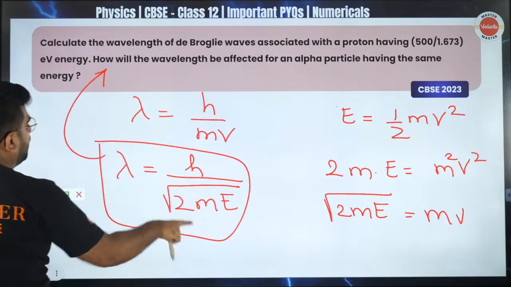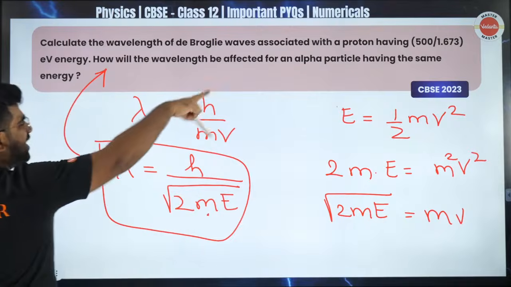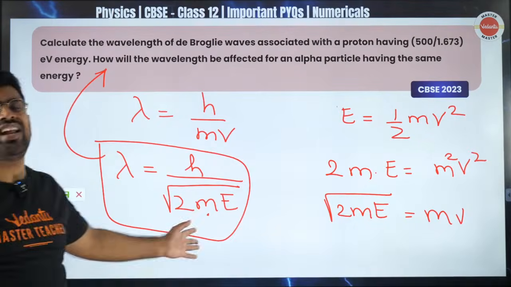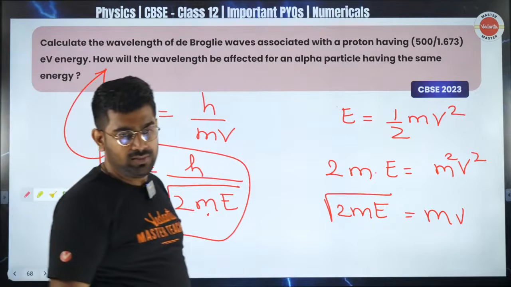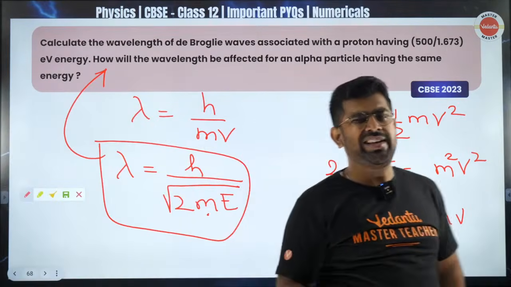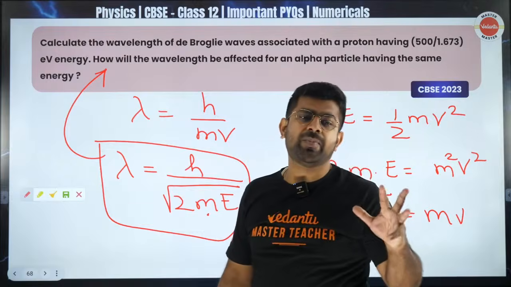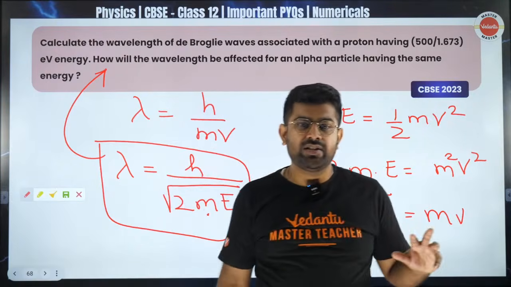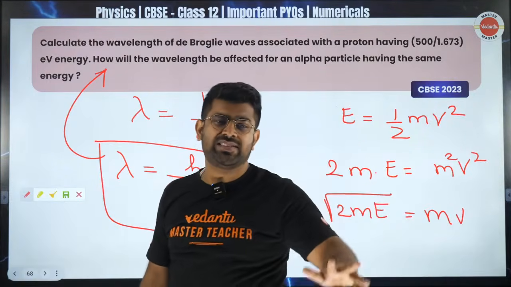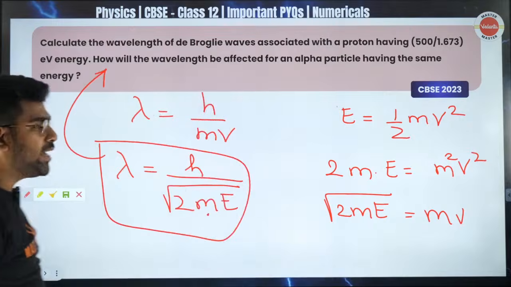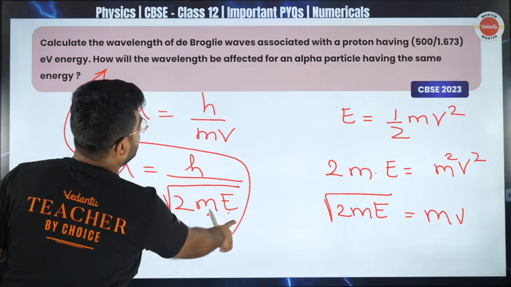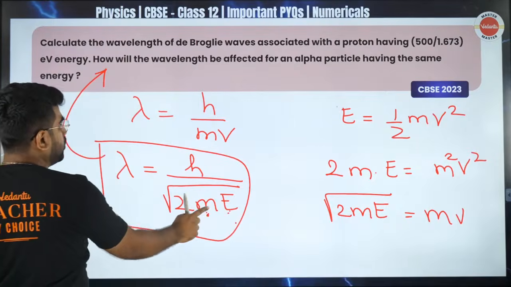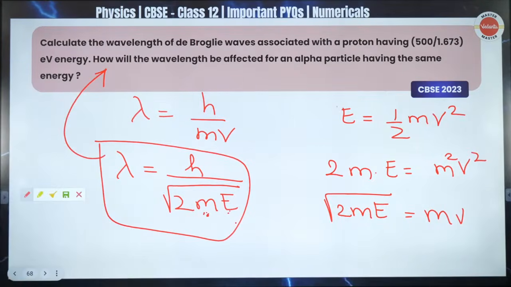For this question, this is the formula. Mass of proton, you guys know. Mass of proton and mass of neutron are almost the same, around 10 power minus 27 kg, 1.67 around that. And energy E they have given. So finish it off. It's not that difficult.